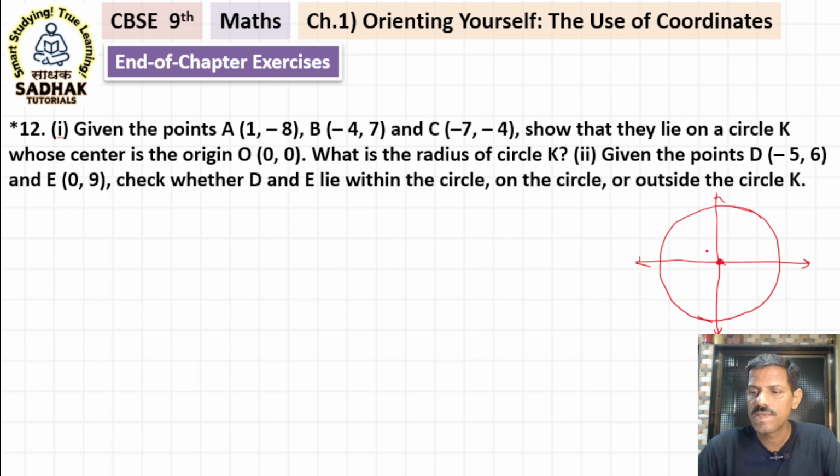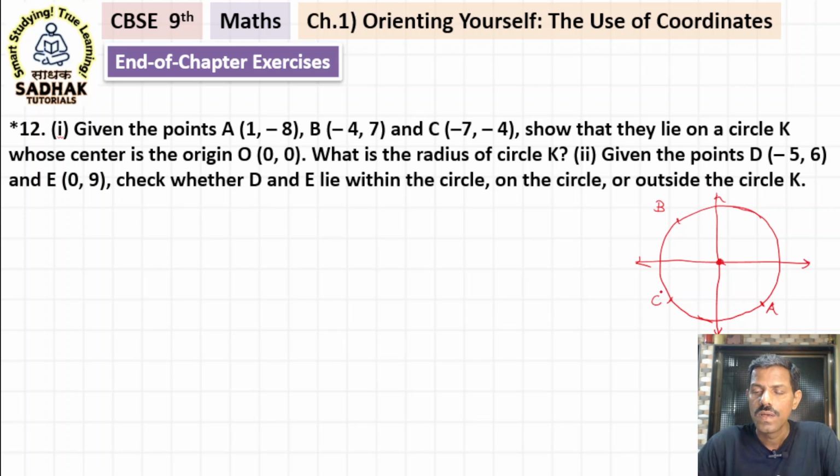Now we can see the coordinates of point A are 1, -8. That means it will lie in the third quadrant. Okay, point A will be lying here somewhere in the third quadrant. Let us say this is point A. Then point B is -4, 7. That means it will lie in the second quadrant. Okay, point B. And C is -7, -4. That means it will lie somewhere in quadrant 3.